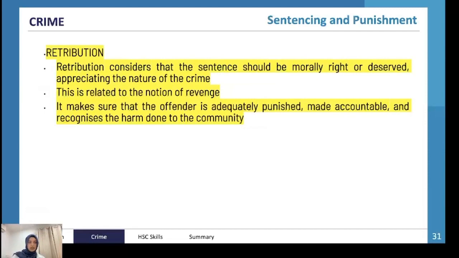Okay, next up we've got retribution. Retribution is revenge, essentially. It's basically saying that whenever somebody's sentenced, they deserved that. So essentially it's a form of revenge. It makes sure that the offender is adequately punished, made accountable, and the harm to the community is recognized, and then essentially revenge is taken.